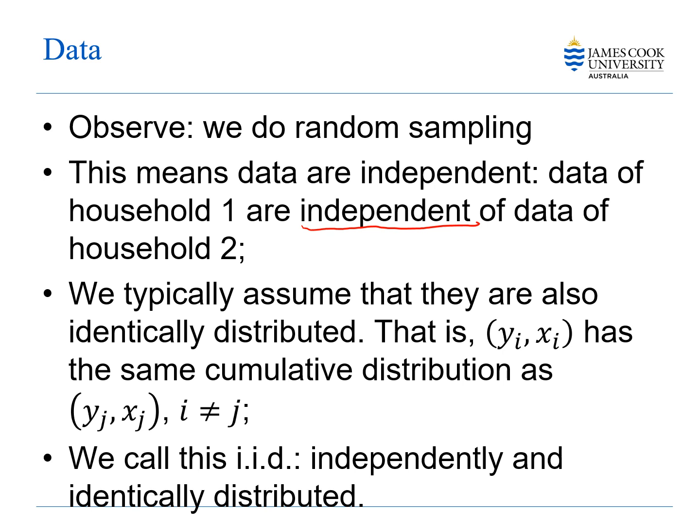We also typically assume that they are identically distributed. They are sampled from the same distribution, which makes sense because we are sampling from the same Australian population. Okay. We call this IID, independently and identically distributed.